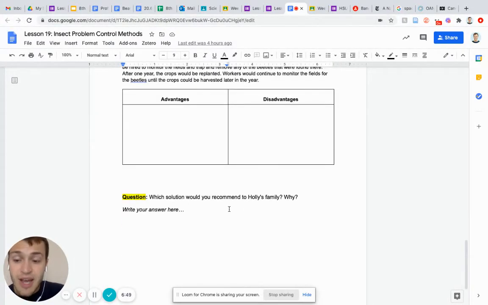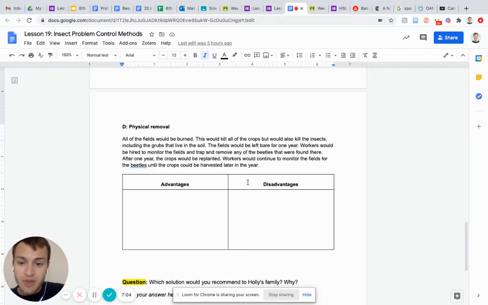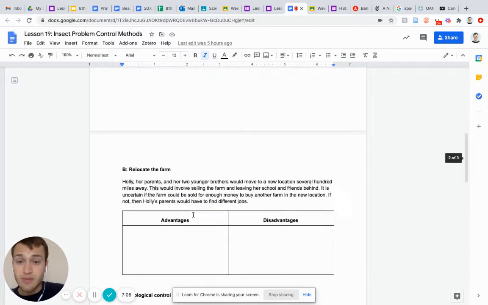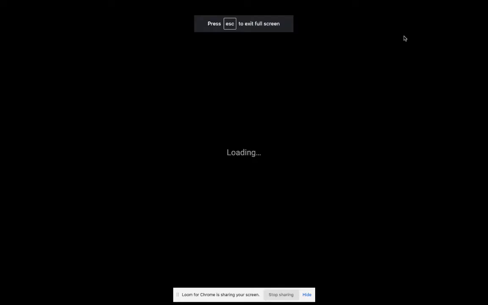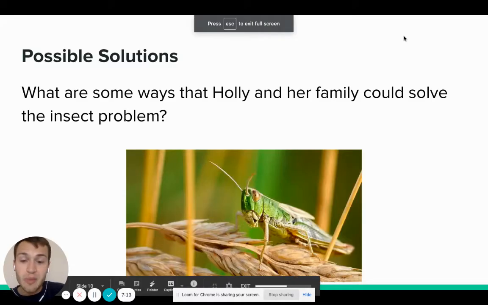And then at the bottom, there is a question that you cannot forget to do. The question is, which solution would you recommend to Holly's family? Why? So you can just write your answer here. After filling out the charts, make sure that you answer this question. And then in class, we talked about which of the solutions we thought would be best.